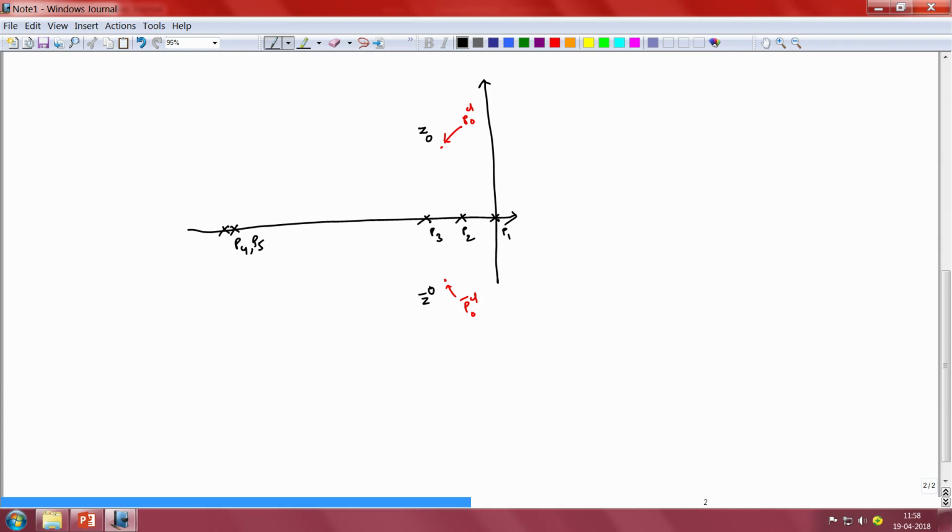Next, since we have two zeros for the controller, in order for the controller to be a causal transfer function, the denominator polynomial of the controller should also have at least the same degree as the numerator polynomial, which demands that our controller should have at least two poles, and these poles we have called P4 and P5, and we assume that these poles have been placed very far away from the origin.